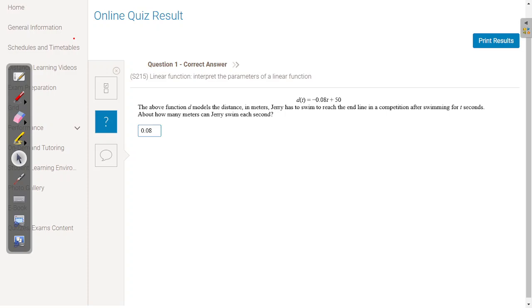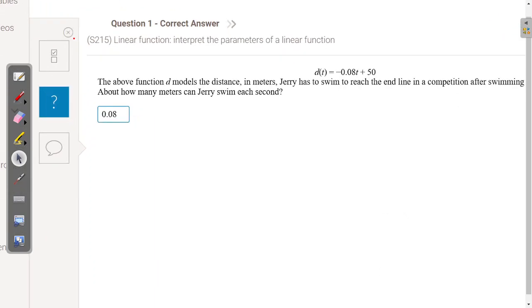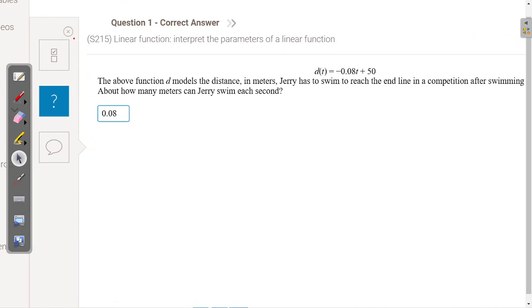Okay, let's start. The above function d of t is the distance in meters Jerry has to swim to reach the end line in the competition after swimming for 3 seconds. But how many meters can Jerry swim each second? Okay, how many meters per second? So that's the slope, which is negative 0.08.